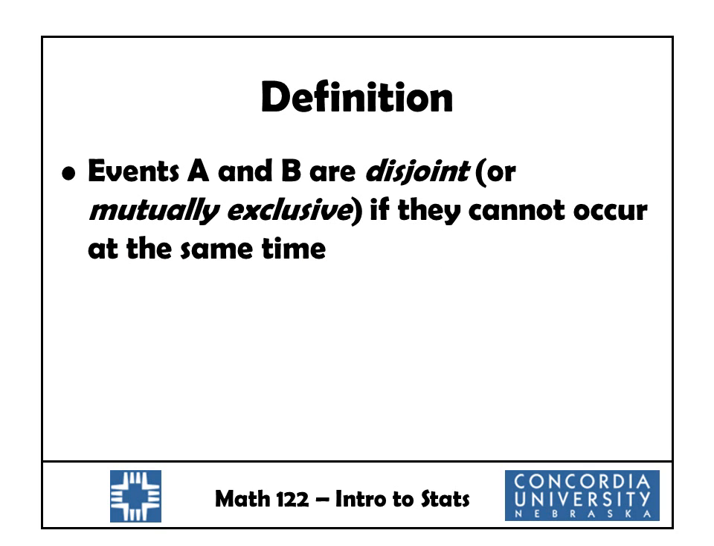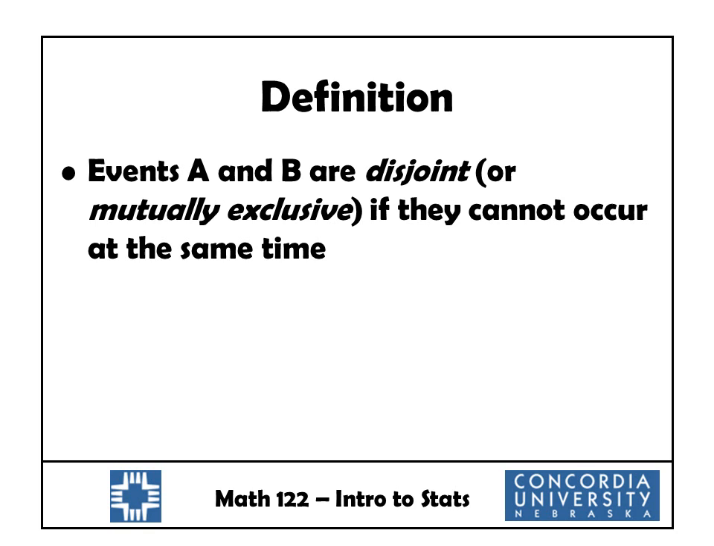Now, there's a certain case where we don't have to worry about double counting, and that happens when events are disjoint. So events A and B are disjoint, or what the book calls mutually exclusive, if they cannot occur at the same time. So they're disjoint if they cannot occur at the same time.